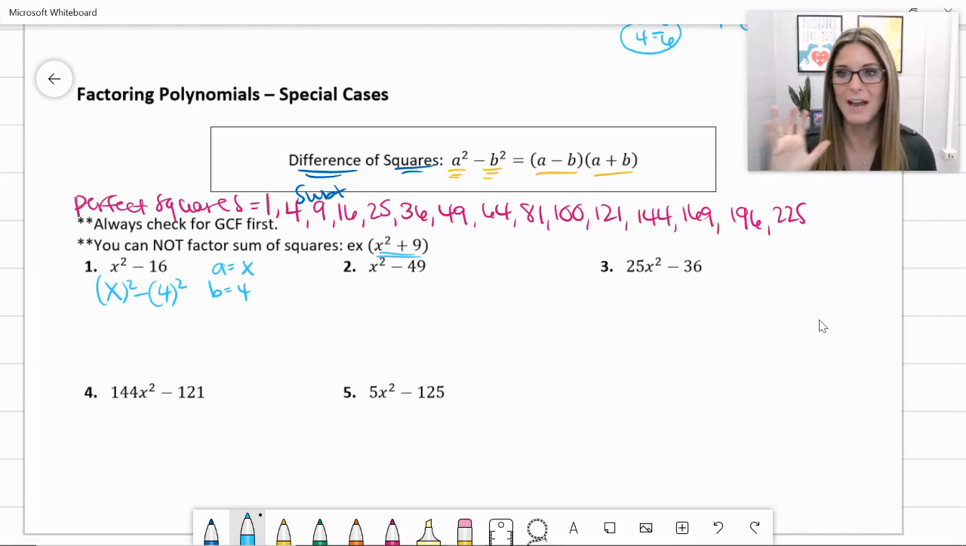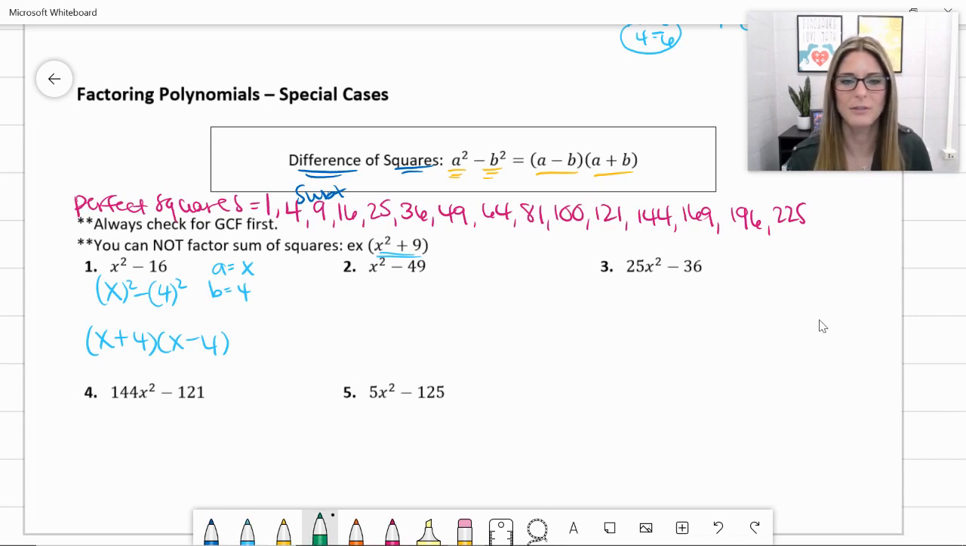And guys, these are my favorite. I really do love these. So if you struggle on these, I'm going to be like, no, because I really do enjoy factoring these. So x squared minus 16 is going to factor down into x plus 4, x minus 4. Done. I really don't know how we would do it without our formula.